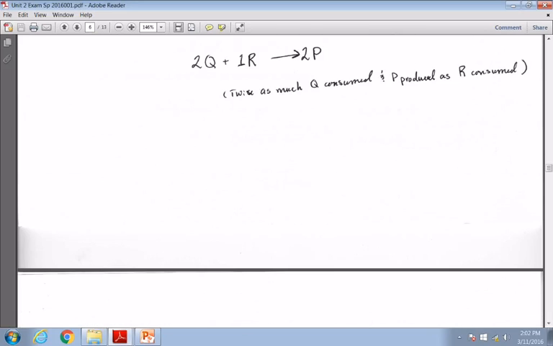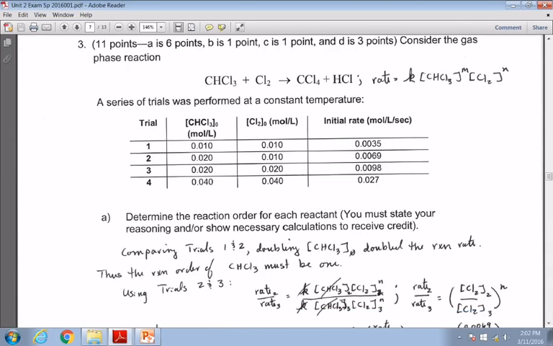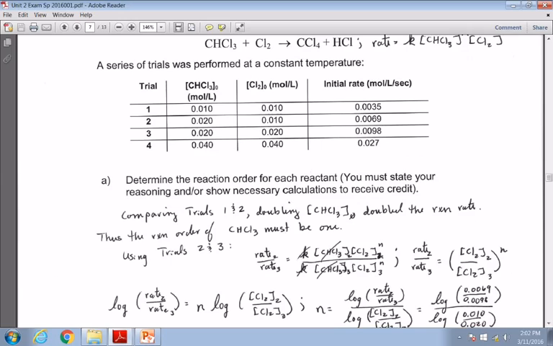Let's see. Then we go to this one, and you can do it by inspection. You can actually get the reaction order of the CHCl3. If you compare trials 1 and 2, you double the concentration of CHCl3 and you see the rate double, that means that it must be first order with regard to that reactant.